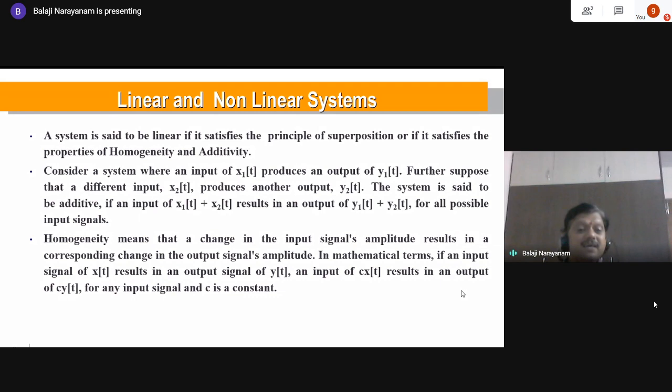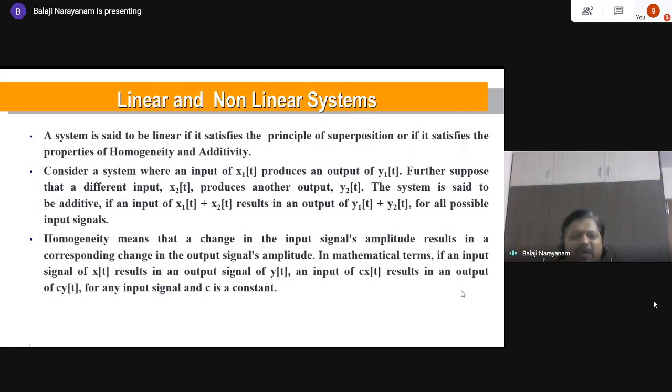Now, let us take the homogeneity property. Homogeneity means that a change in the input signal's amplitude results in a corresponding change in the output signal's amplitude. Then we may say that it is satisfying the homogeneity property. Let us take the input signal x of t, and apply it to a system, and the output of the system is y of t. Now multiply the input signal by a constant c, which results in c into x of t.